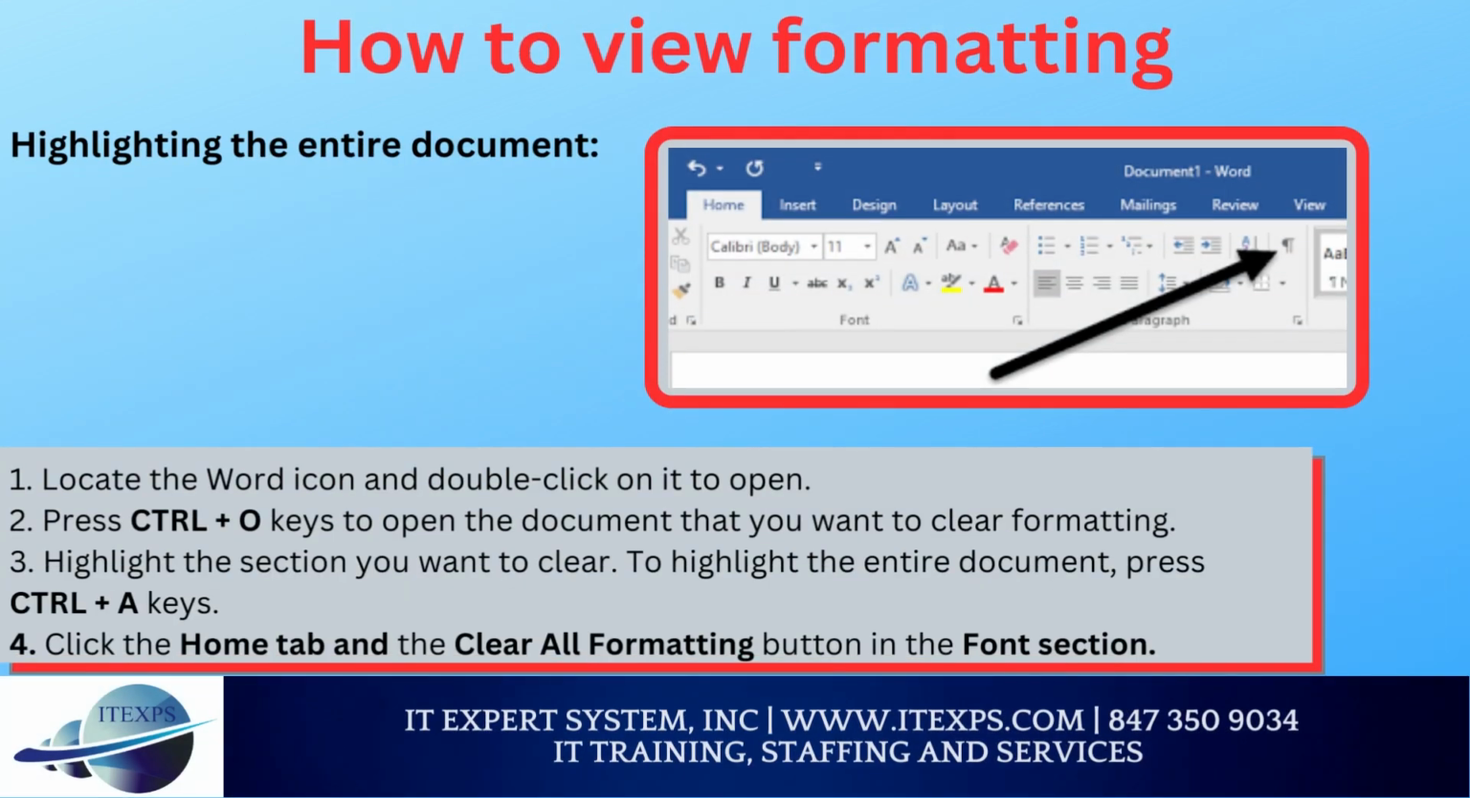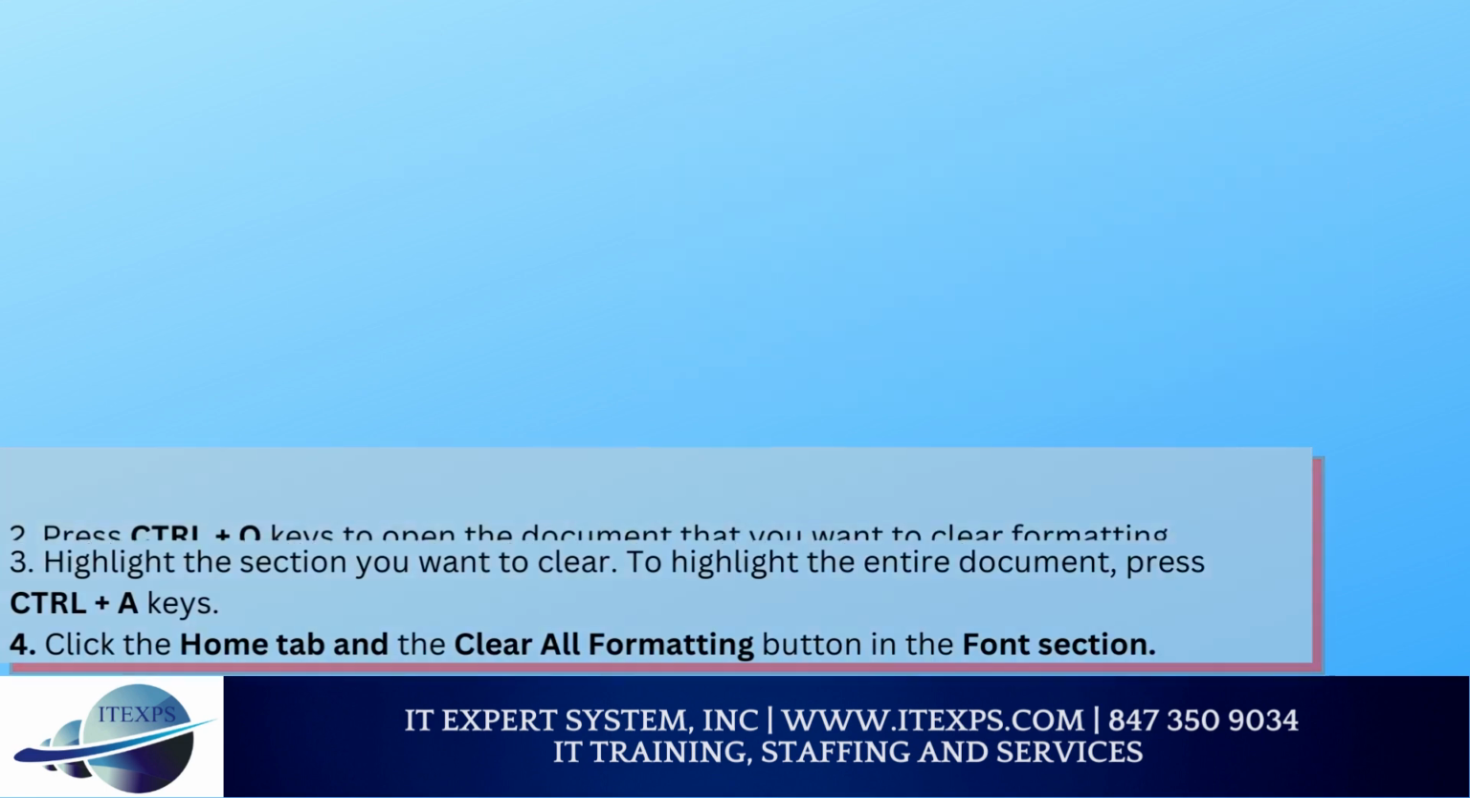How to view formatting. Highlighting the entire document. Locate the Word icon and double-click on it to open. Press Ctrl and O keys to open the document that you want to clear formatting. Highlight the section you want to clear. To highlight the entire document, press Ctrl and A keys. Click the Home tab and the Clear All Formatting button in the Font section.